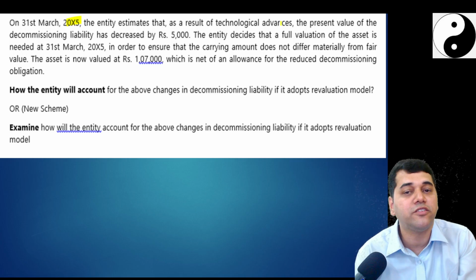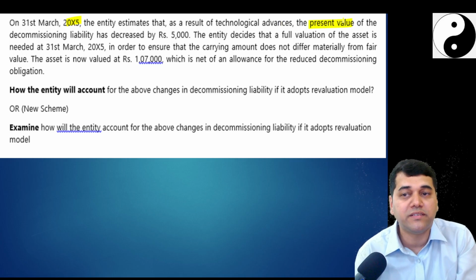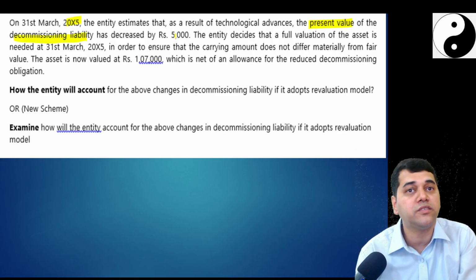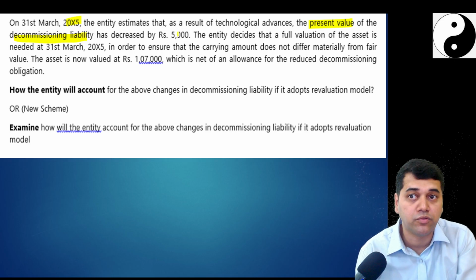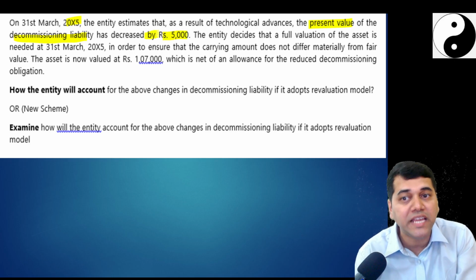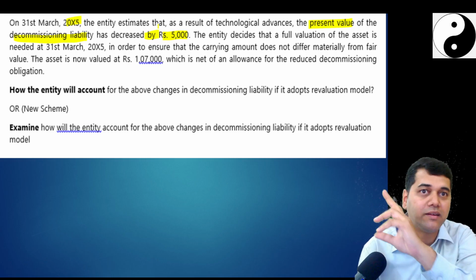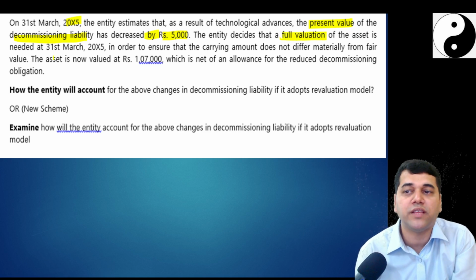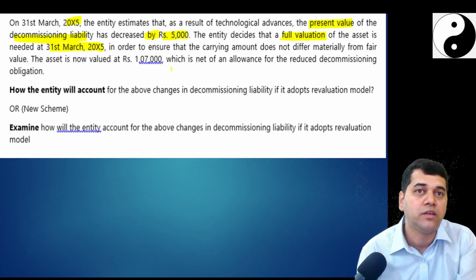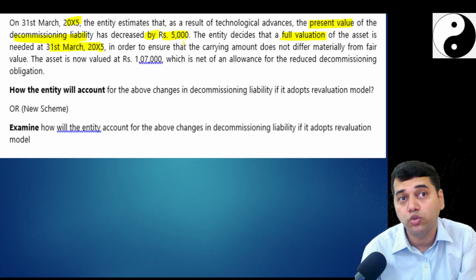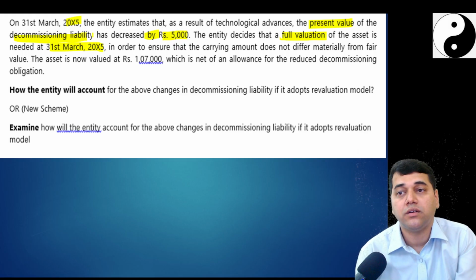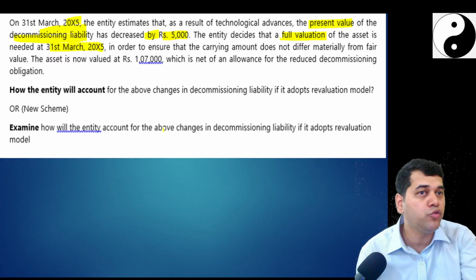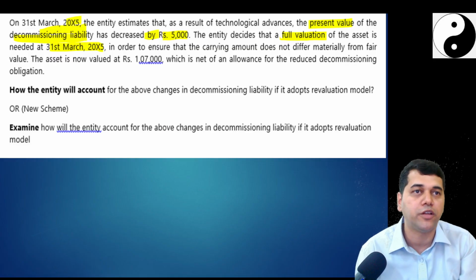The entity estimates that as a result of technological advancements, the present value of the decommissioning liability, which is due 36 years from now, is decreased by 5,000. The entity decides that the full valuation of the asset is needed again on 31st March 2015. So, second year, what happened? Again two things happen. One, your liability changes, and again you do the revaluation. Generally you do it for 3 years, but this time you decided to do the revaluation again.